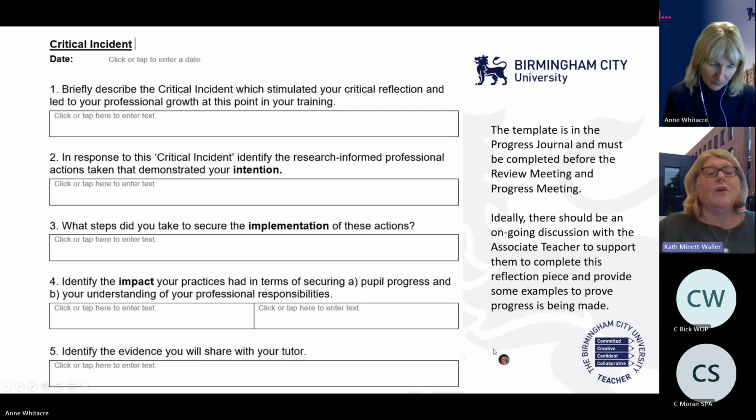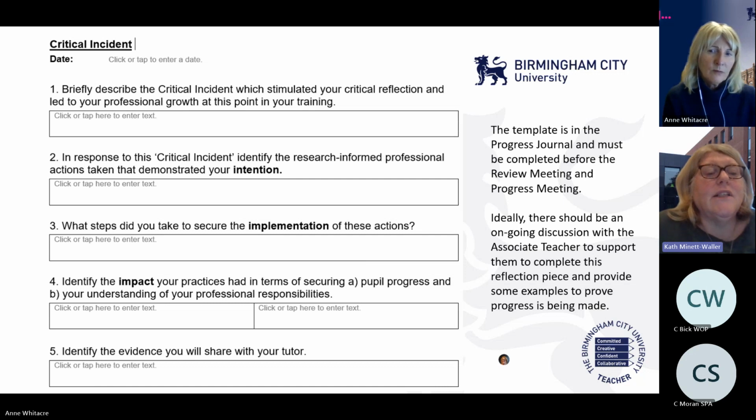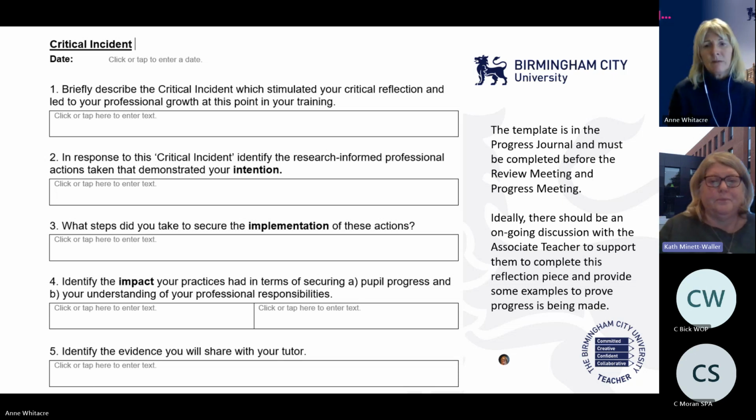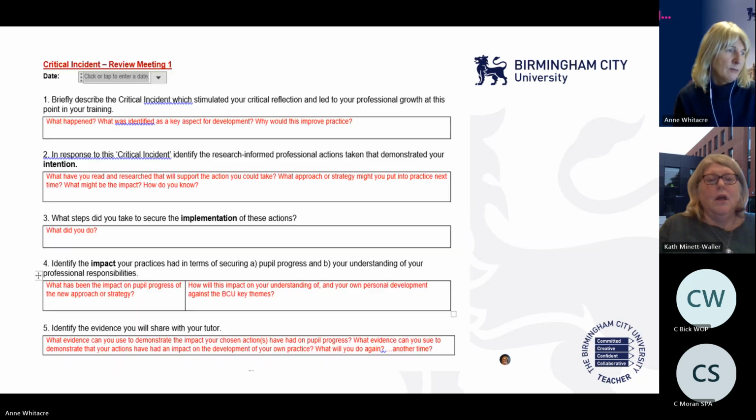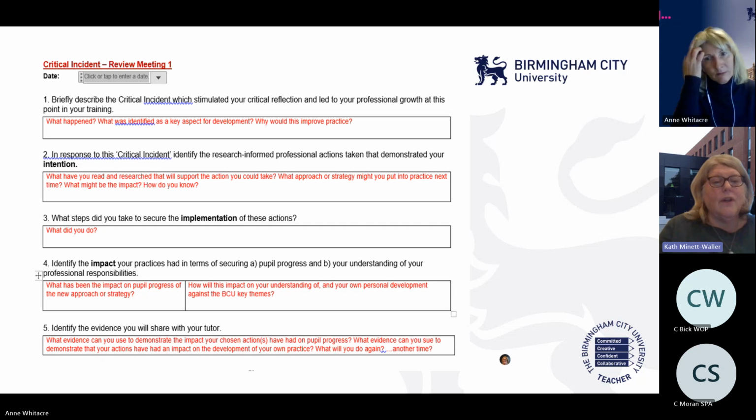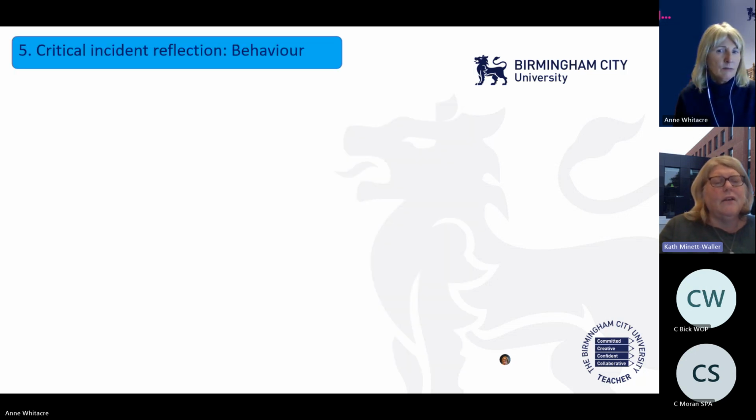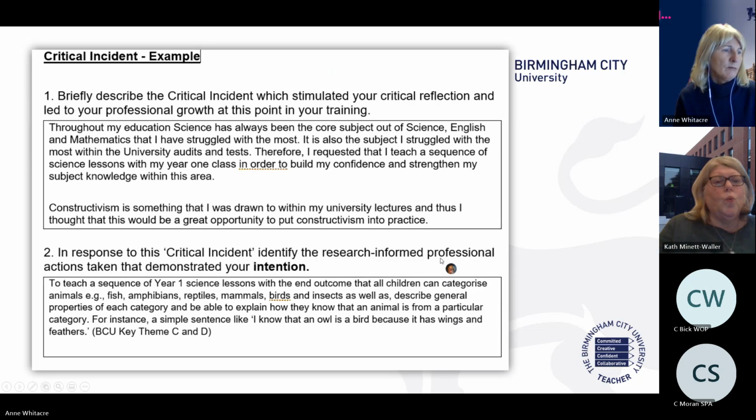And then one of the key things also is that we ask them to support that by identifying some evidence that they can share. So it could be a lesson plan, it could be lesson feedback, it could be children's work. So there's lots of different ways that can be evidenced as well. And this one just gives some guidance on how to complete that. And then so we had a behaviour one there, and I think I'll leave that for now.